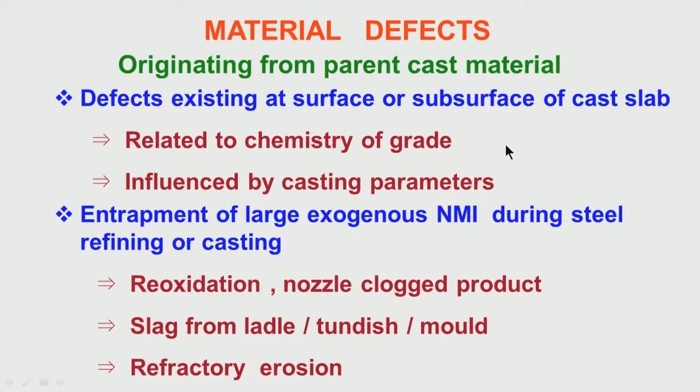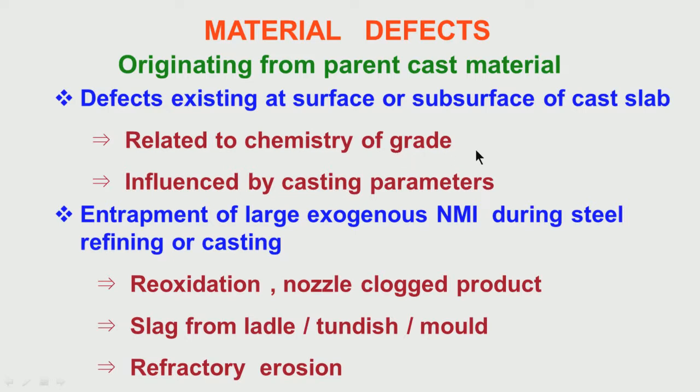You can slightly adjust the chemistry and take care of this problem. And sometimes the problems are due to casting parameters as well. That means suddenly there is a fluctuation in the mold, or suddenly there is a casting speed change, then it is due to casting parameters, nothing to do with the grade.